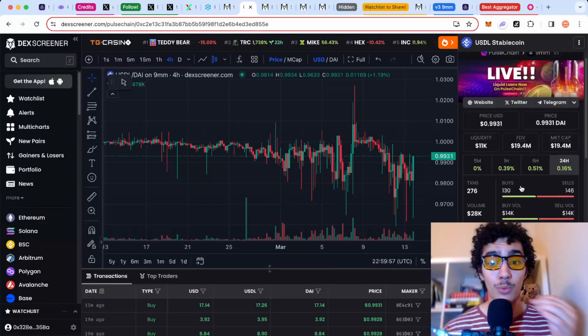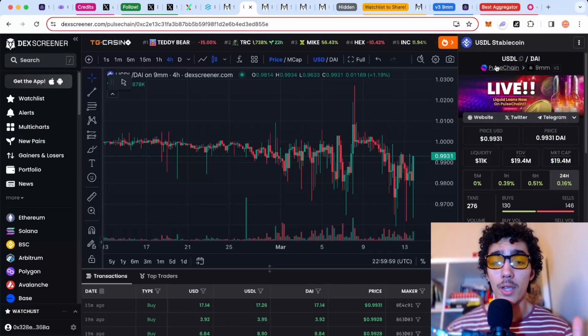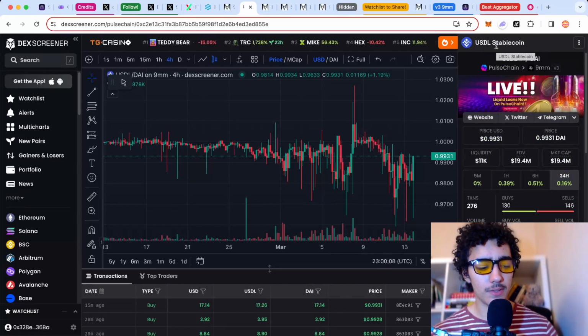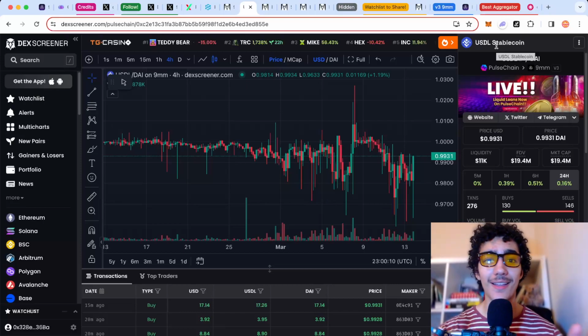So this is actually really great. This is basically stablecoin version 3 liquidity, guys. It doesn't get any safer than this. No guarantees, obviously. You never know what could happen, but this is literally as safe as it can get, which is why I'm going to put this in my watch list.